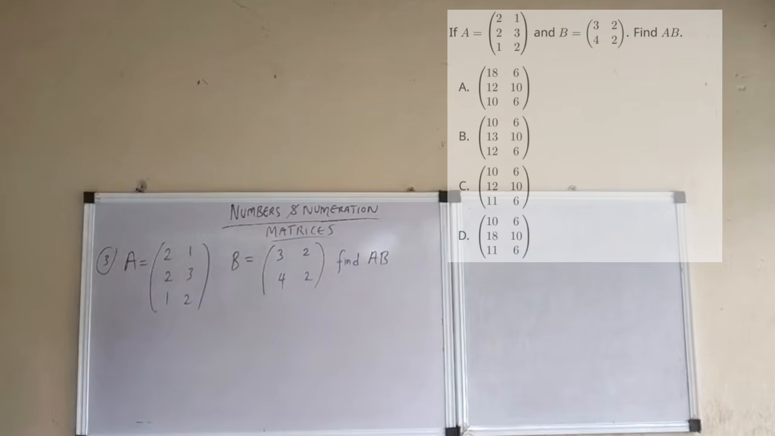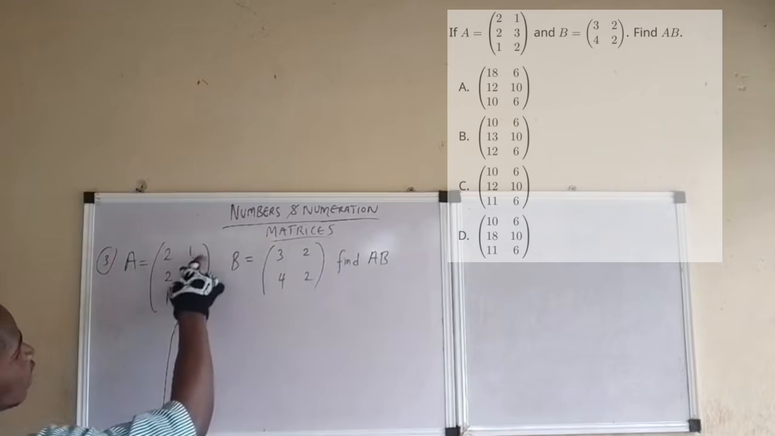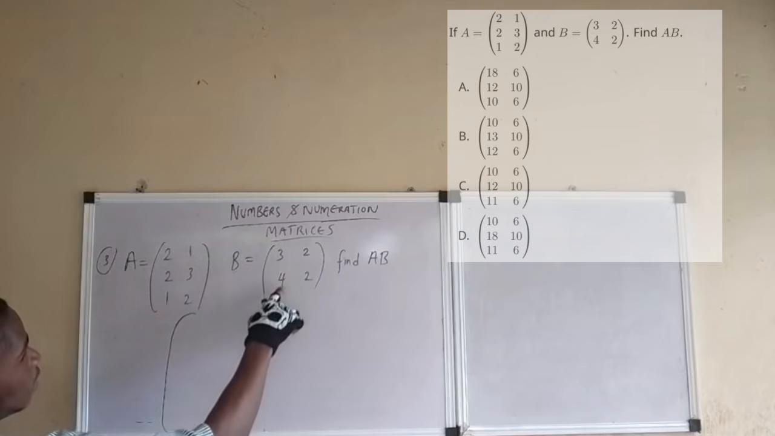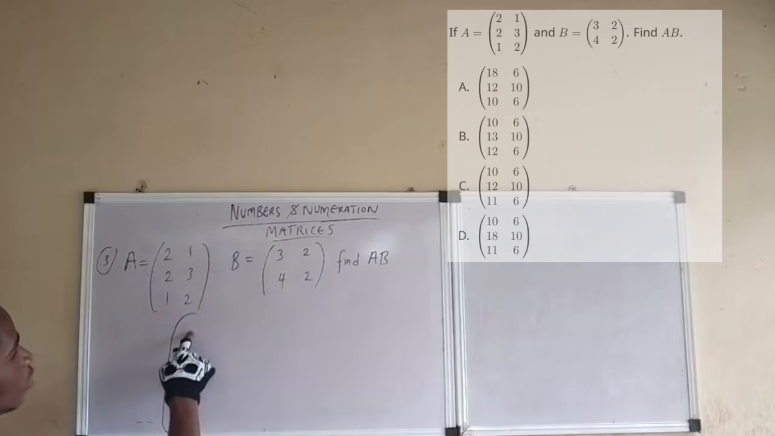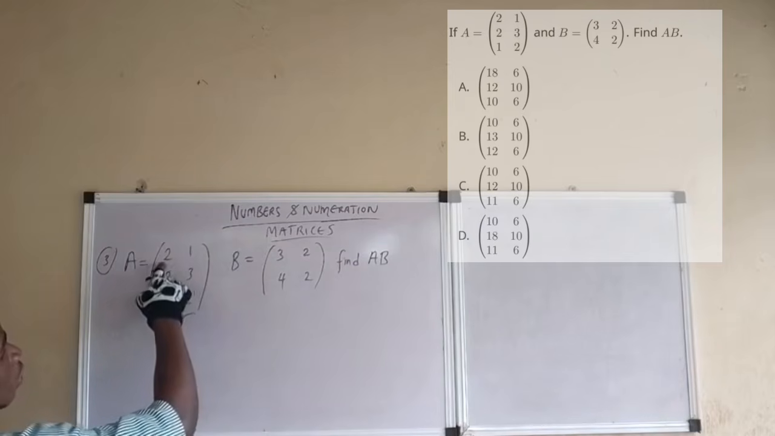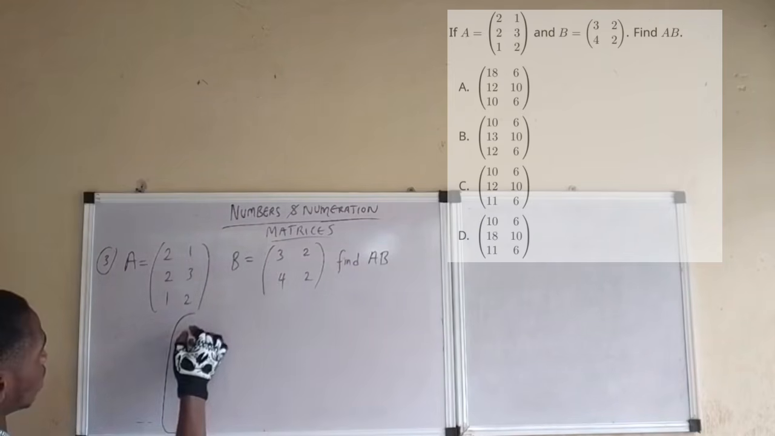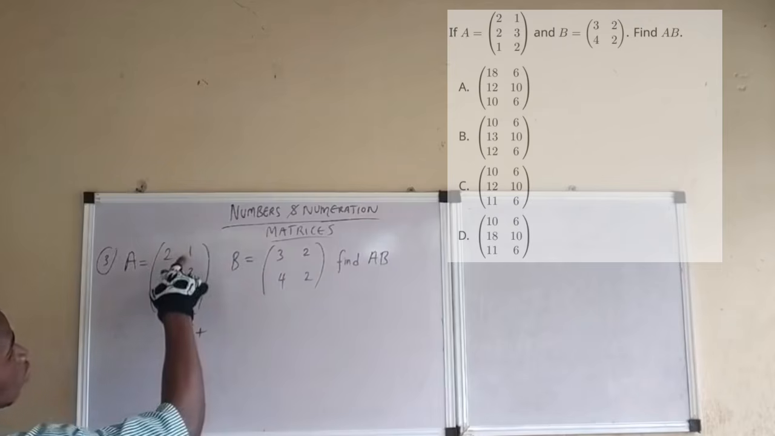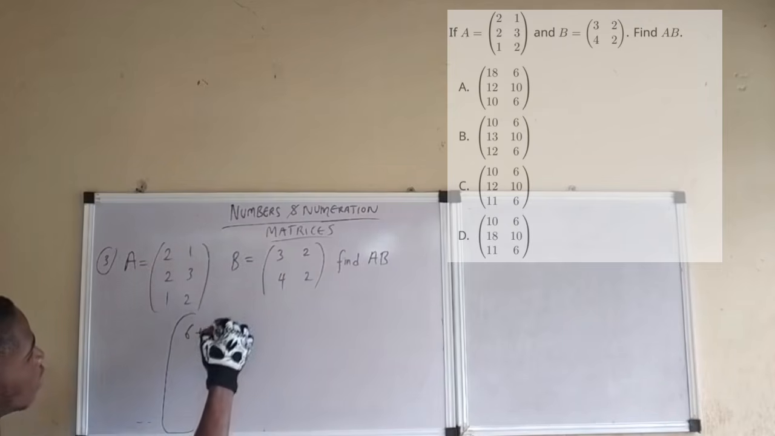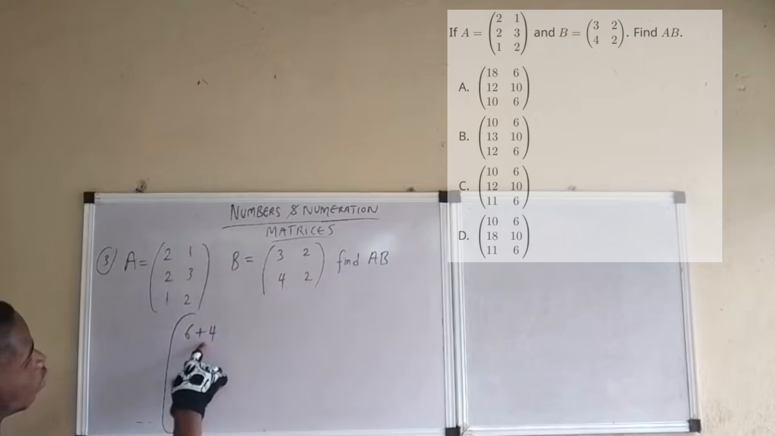Do you understand? So this is what we are going to be having. Now, you use this first row to multiply this first column to get the value that will be in this position. So you have 2 times 3. That's going to give you what? 6. Then you add that to the product of 1 and 4. That's going to give you 4. That is the element you are going to have in this first position.